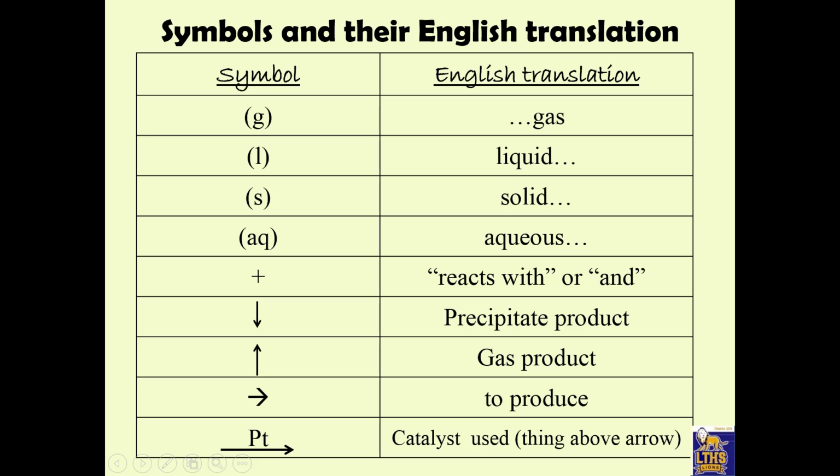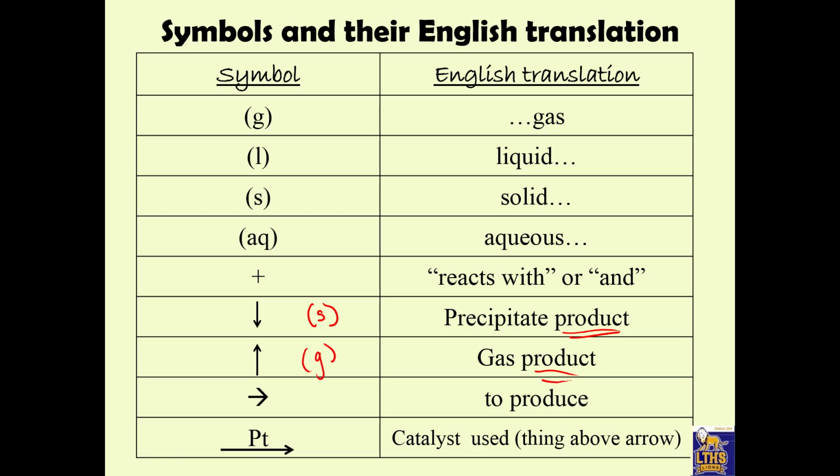All right, so there's some symbols that you're going to have to know. If you see a G in parentheses, it's gas, L for liquid, S for solid, AQ for aqueous. The plus sign on the left-hand side of the arrow is "reacts with" or "and", and on the right side of the arrow it is also "produces" or "and". So if a solid forms or a precipitate forms, you can use a down arrow or you can use S for solid. That can only be used in the products. If a gas forms in the product, you can use G for gas, or you can use an up arrow.